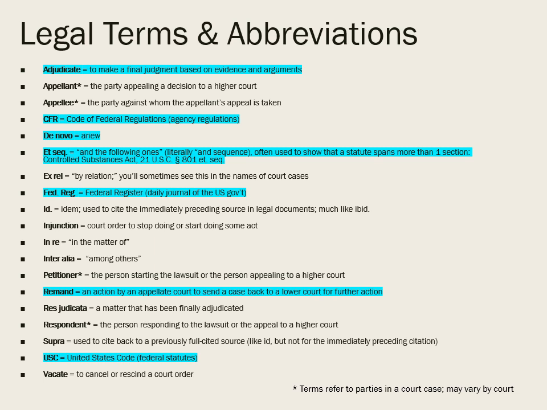FedReg, or FR, that is the Federal Register. It is the daily journal of the U.S. government. Remanding something, that is an action by an appellate court to send a case back to a lower court for some type of further action. And the USC, that is the United States Code. That is where our federal statutes all live.